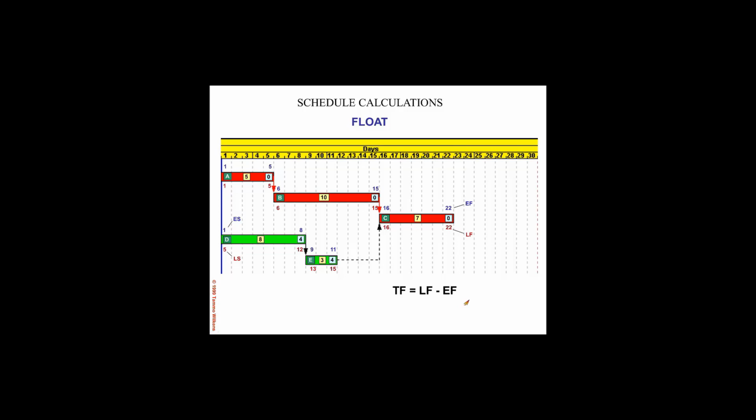Now we're going to consider another aspect of float, and that is called free float. Free float is the difference between the successor's start and the predecessor's finish. So if we look at activity E, we notice there's a difference between the predecessor's finish and the successor's start. So activity E would have some free float.